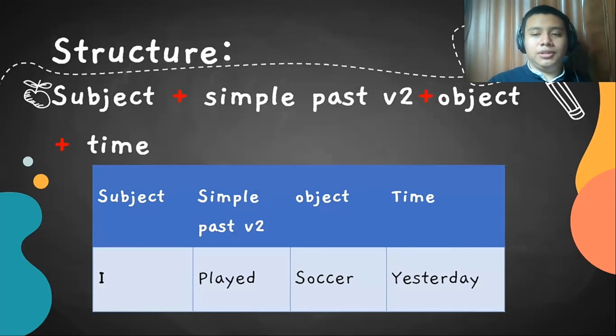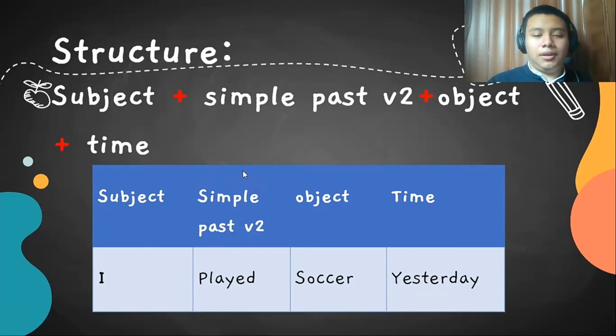So how do we use it? We simply have to follow this structure. First, we add a subject, then the simple past form of a verb, the object, and finally the time. In the example in the chart over here, the subject is I. It can be any other pronoun or personal name.